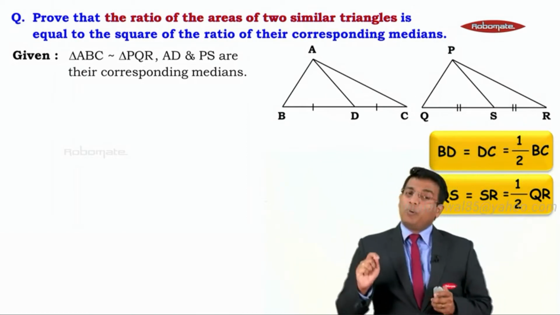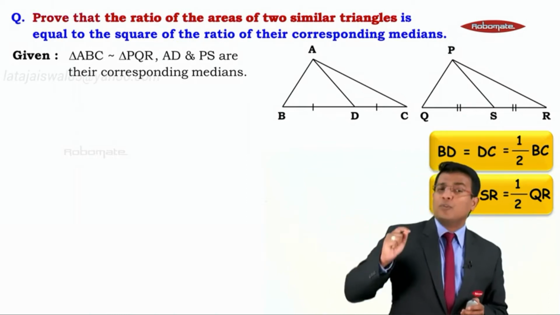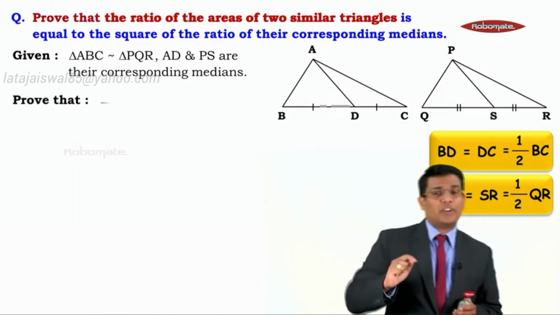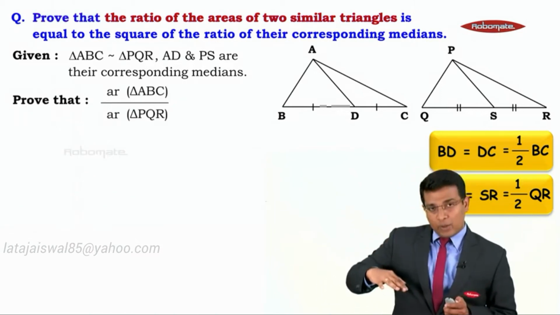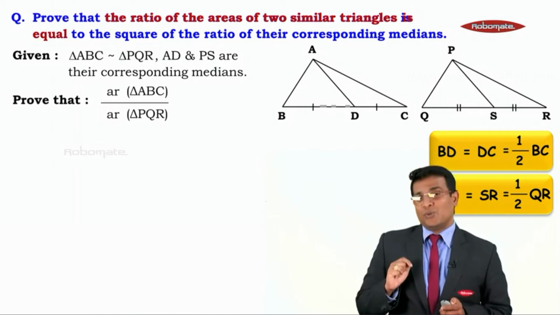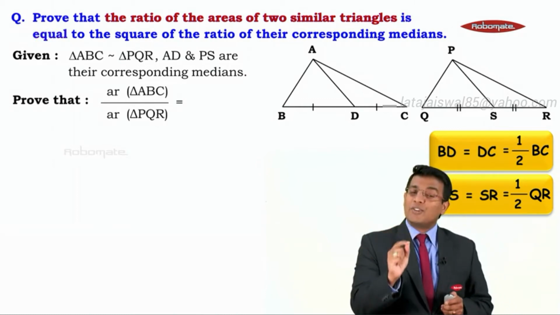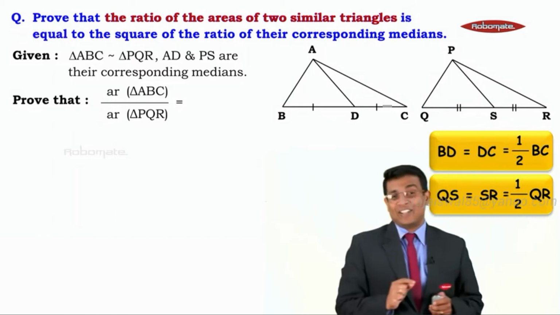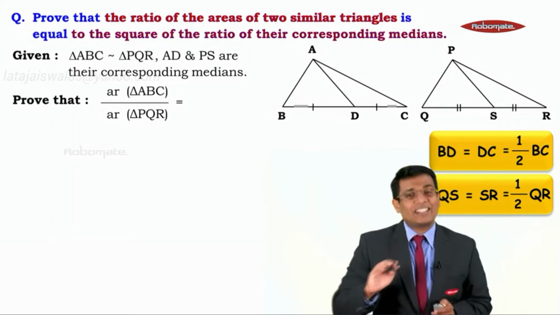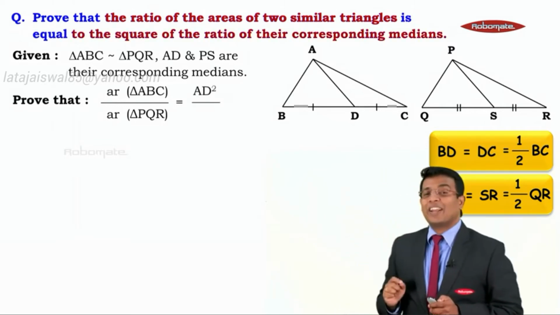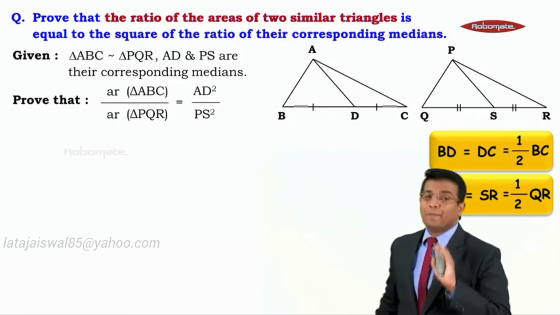Now when we look at the proof, we need to prove that the ratio of the areas of two similar triangles, that means area of triangle ABC upon area of triangle PQR, is equal to the square of the ratio of their corresponding medians. Now when we say corresponding medians, what are they? AD and PS. That means we are saying that it is equal to AD square upon PS square. So we have the given and the proof ready.